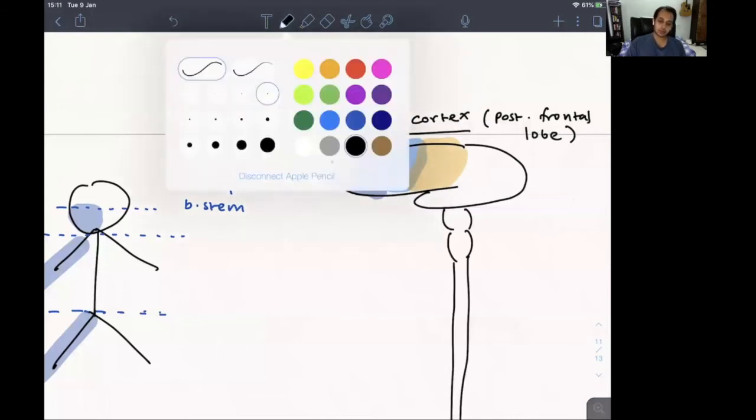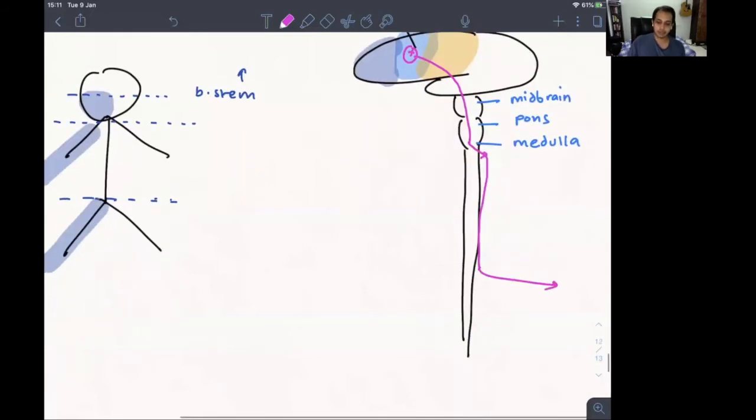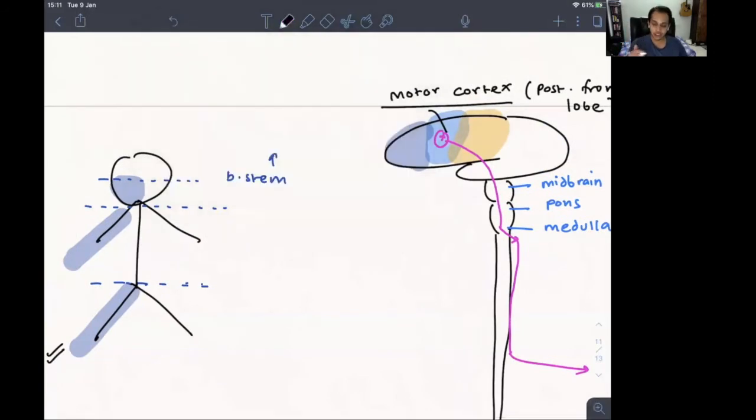Now, this is where your motor cortex is, where your pyramidal tracts start. And it will come all the way down to the brainstem. Now, in the brainstem, there are 3 levels. And if you remember from yesterday's discussion, these are midbrain, pons, and medulla. Now, at the level of the medulla, the pyramidal tract will decussate to the opposite side and then come down and then exit. So, what are the levels at which there could be a lesion?